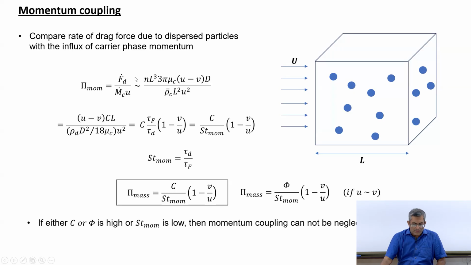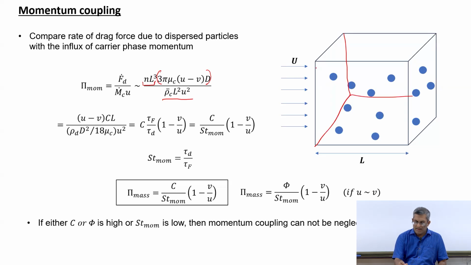The total drag force is basically equal to the drag force on an individual particle, here we assumed Stokes drag, times the number of particles. The number of particles is number density times L cube, the volume, and the momentum of the carrier phase is basically equal to mass flow rate, that is rho L square U, that is the mass which is coming in, times the velocity. So, that is why you have this rho C bar L square U square.